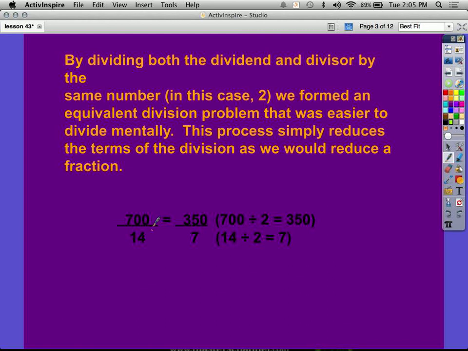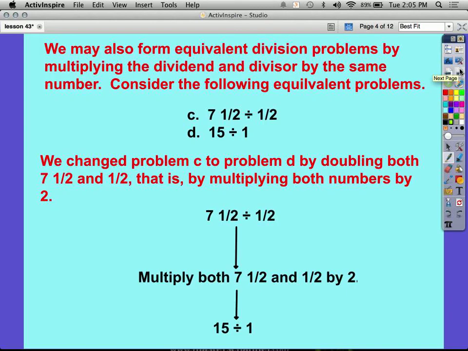So as you see, I have 700 over 14. I divided both of them by 2. Okay, so I divided by 2 here, and I divide by 2 there to get this fraction or the division problem that's easier for me to do. We may also form equivalent division problems by multiplying the dividend and divisor by the same number. So before we were dividing by the same number, now we're going to multiply by the same number.